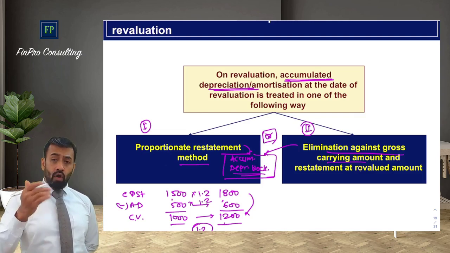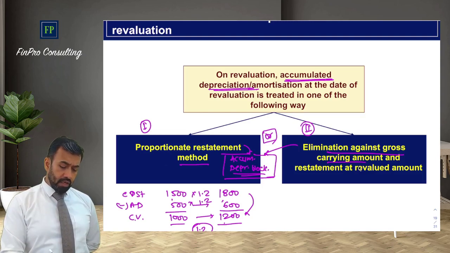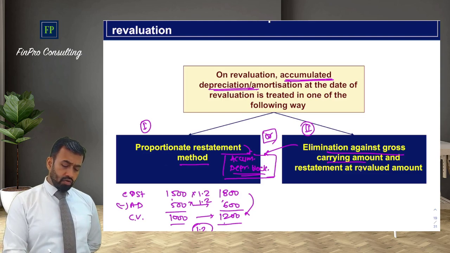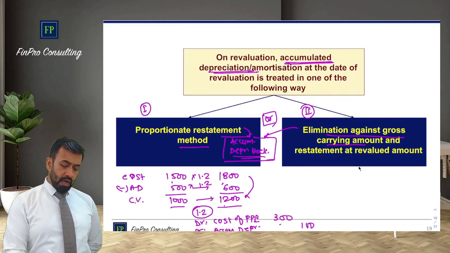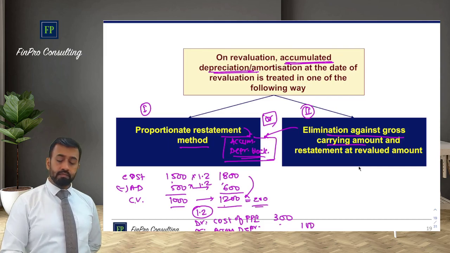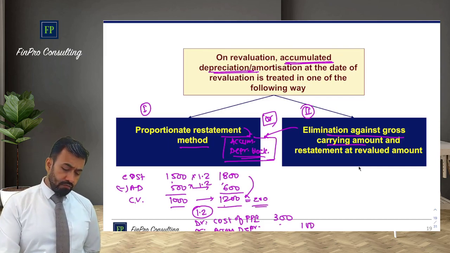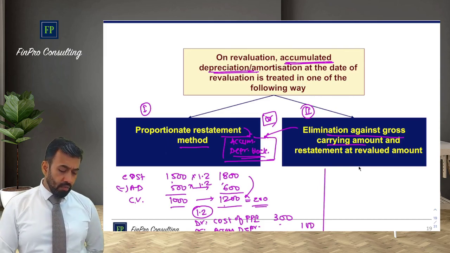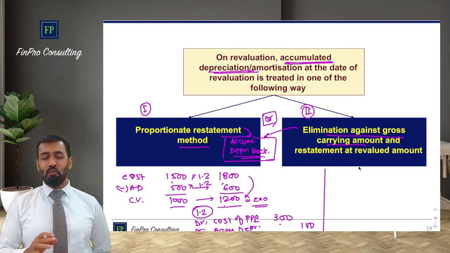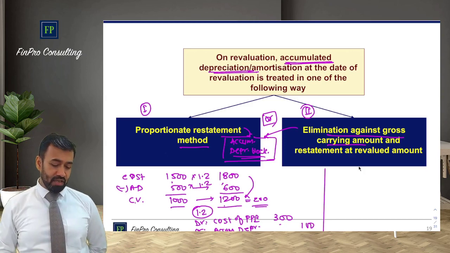So the accounting entry would be: debit cost of PPE by 300, credit accumulated depreciation by 100, and the balance credit is for the revaluation reserve, 200, which is this. Very simple. So this is the first method, proportionate restatement of accumulated depreciation.